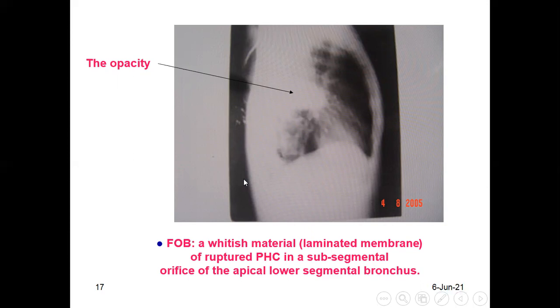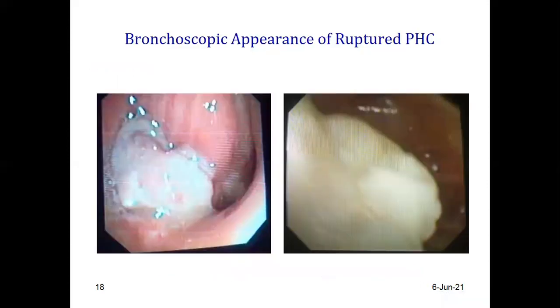Fiberoptic bronchoscopy revealed a whitish material, that is a laminated membrane of ruptured pulmonary hydatid cyst, in a subsegmental orifice of the apical lower segmental bronchus. And that is the appearance of the ruptured pulmonary hydatid cyst at bronchoscopy. The whitish laminated membrane is visible in the bronchus.